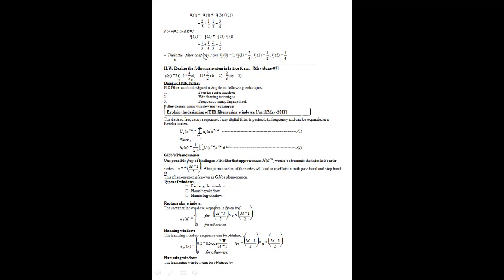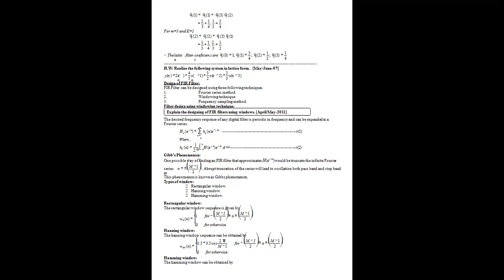And so far we have seen how to realize our FIR filter structure. Okay. The next we are going to see is the designing of FIR filters. So when you are talking about the designing of FIR filters, I already told you that it can be designed by using three techniques. One is the Fourier series method, second is the windowing method, and third is the frequency sampling method. Okay. So let me see one by one.